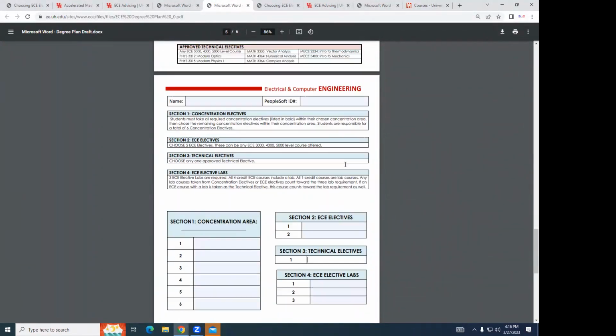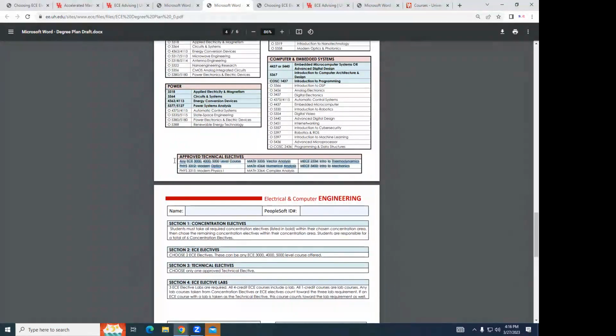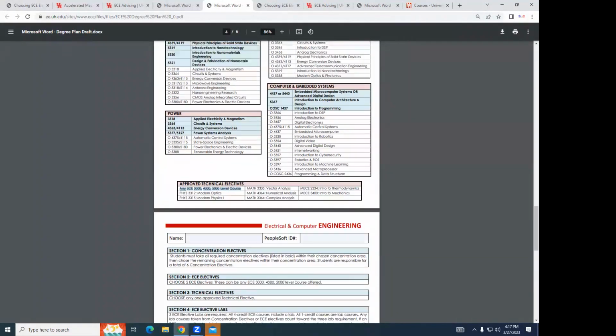The technical elective can be one of these. Notice there are math courses there, physics courses. I have approved computer science courses for the computer and embedded systems people as a tech elective. If you are interested in a different physics or math course, and you want to count that as your technical elective, you can do that. So there's lots of options here. And if you don't like any of the sort of specialty courses, then you can just choose another 3,000, 4,000, or 5,000 level ECE course to fill that out.